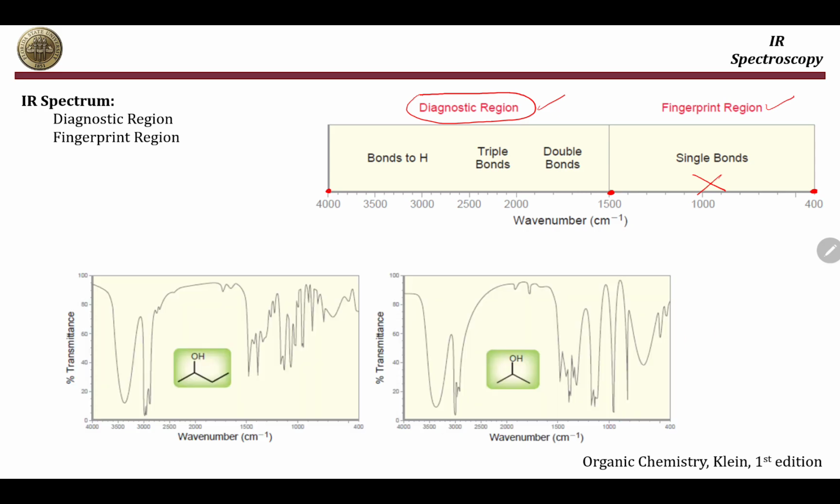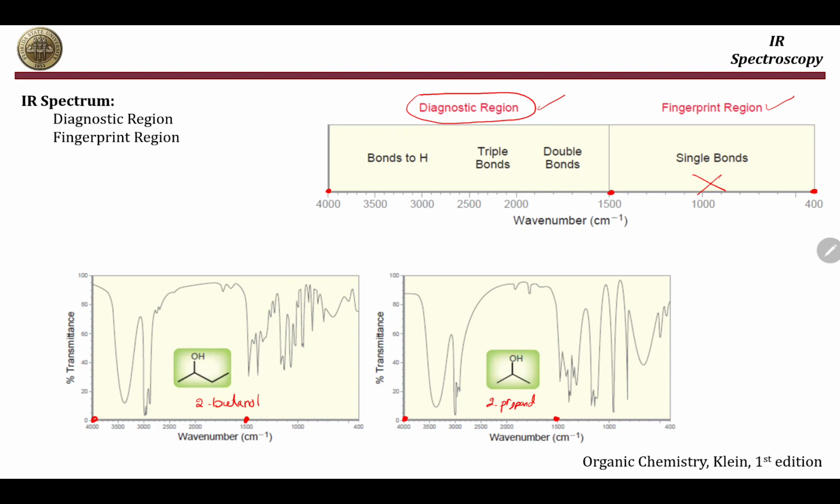Let's look at those two spectra here. Both spectra correspond to an alcohol, but the first one is 2-butanol and the second one is isopropanol, or 2-propanol. Now if you look at this region, which is the diagnostic region, you can see that they are almost the same for both compounds.